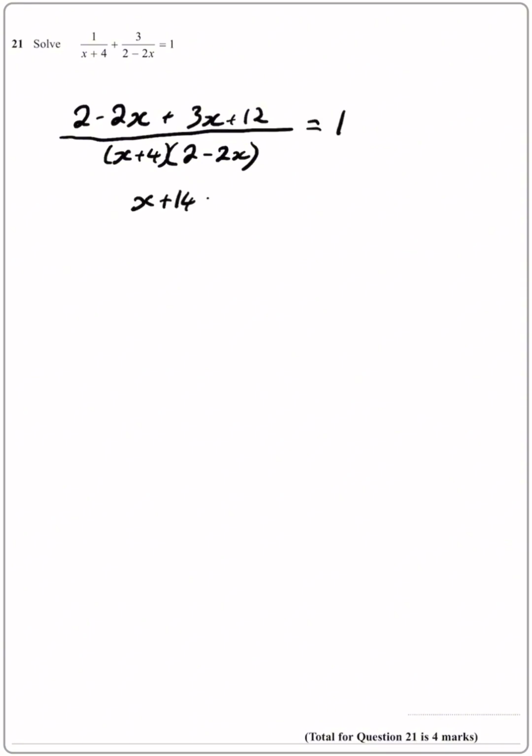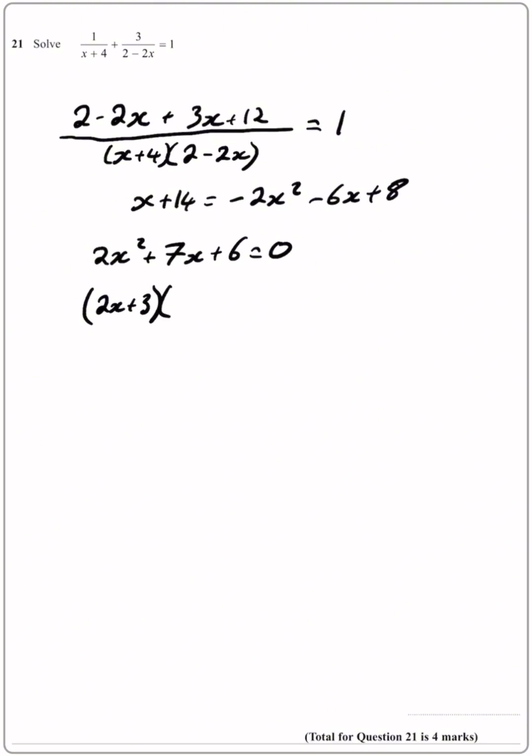Then multiply both sides by x plus 4 times 2 minus 2x. I'm going to expand the brackets as well and collect the like terms on the numerator to get x plus 14. Then we've got a quadratic equation, so I'm going to bring everything onto the left-hand side. 2x squared plus 7x plus 6 equals 0, and that factorizes to 2x plus 3 times x plus 2 equals 0. So x equals minus 3 over 2, or negative 2.